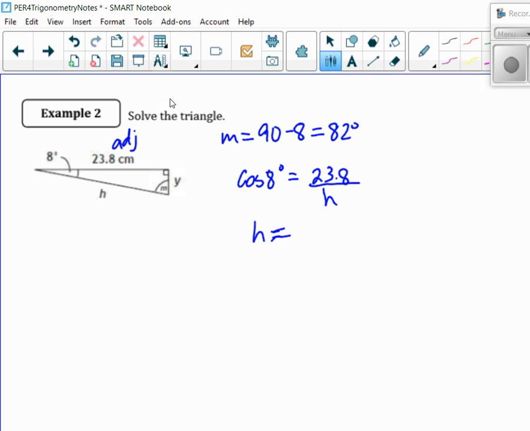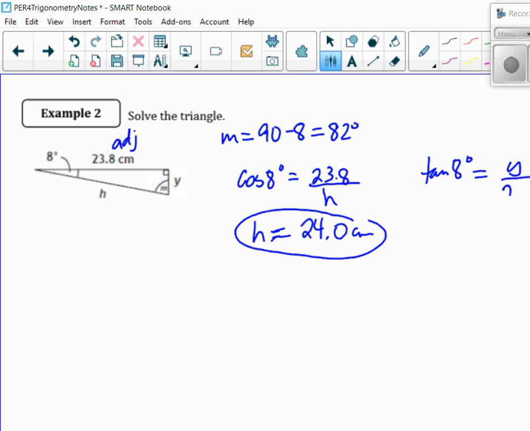did you get 24.0? And that would be centimeters. Okay, so now if I want to solve y, that would be opposite and adjacent, so that's tan of 8 degrees is equal to y divided by 23.8. So y is going to be 3.3. 3.3? Yes? Okay. Let's keep going.